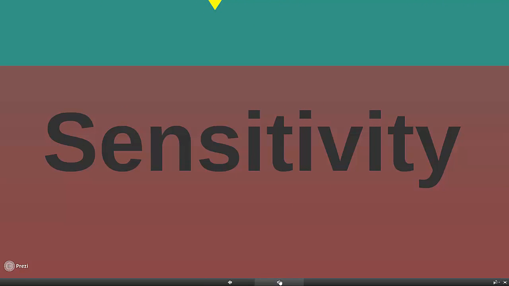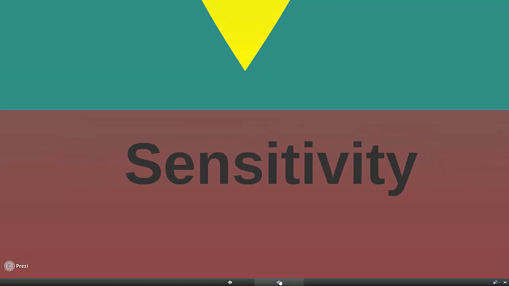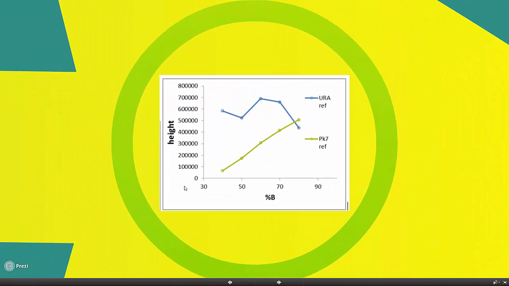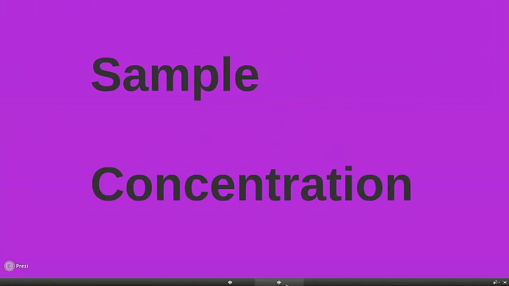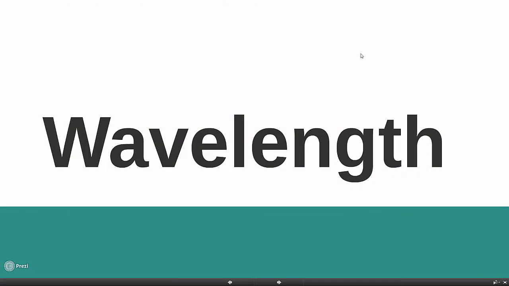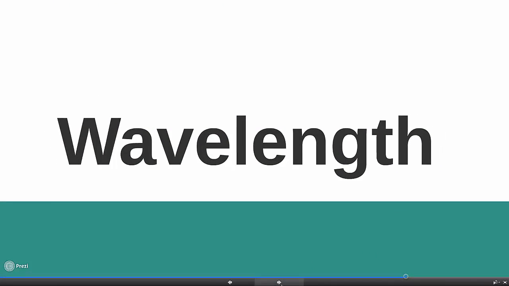Sensitivity is another HPLC parameter, which depends on peak height, and peak height depends on percentage B. So if you increase percentage B, you increase peak height, and peak height also depends on sample concentration. It also depends on the wavelength.